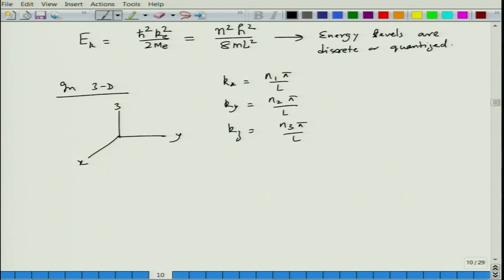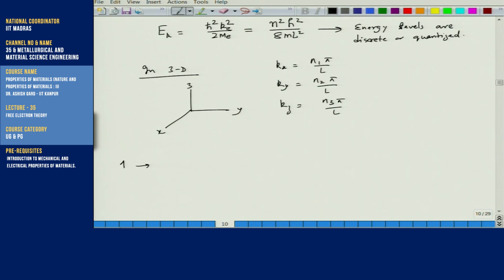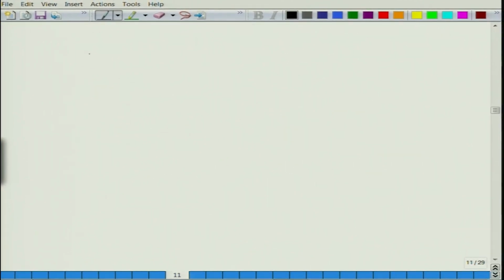So the first lesson that we have learnt is number 1: energy levels are quantized, not continuous, alright. Now let us say you have n number of electrons. So this is for one electron, okay. Now let us say we have n electrons.